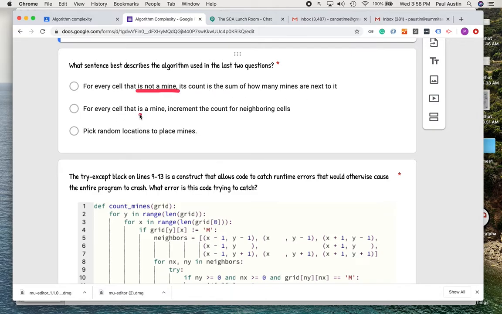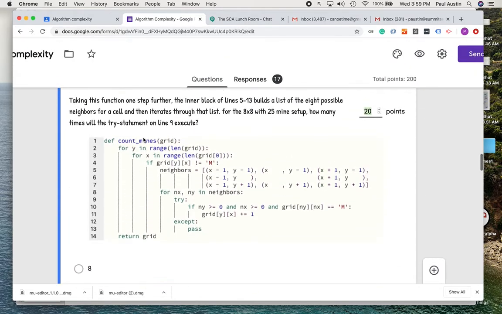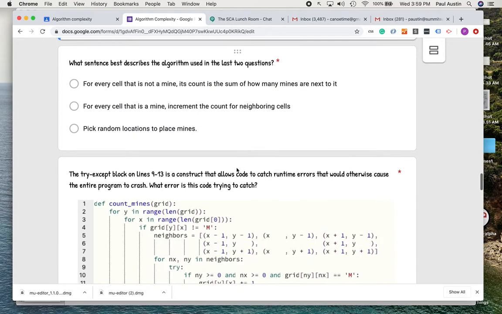For every cell that is a mine, okay, so this is the key word here. I'm trying to explain what's going on. Is a mine versus is not a mine. And this random stuff, I just threw that one in just for fun, because there's no random call in the function, so it couldn't be that one. So in this one, back to this answer, it's right there. Is not, that not equal to m. So the questions are pretty straightforward.